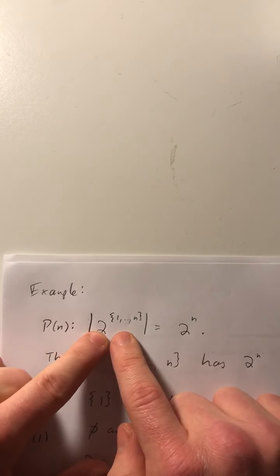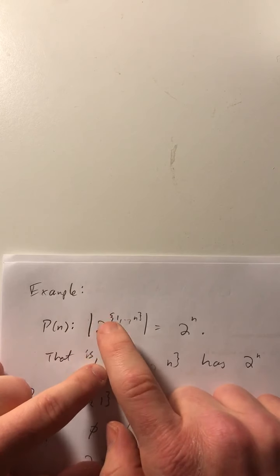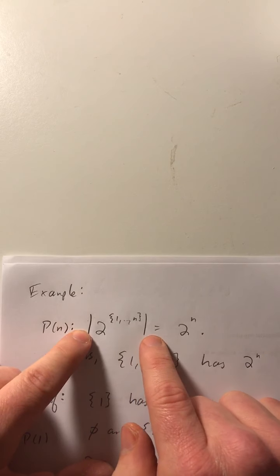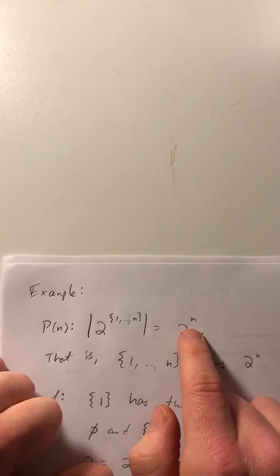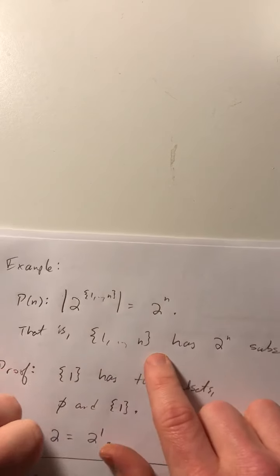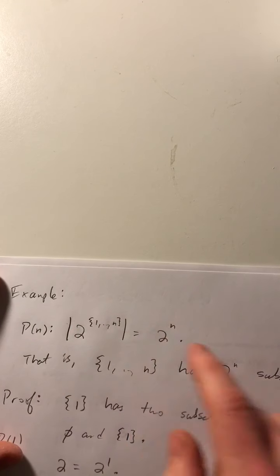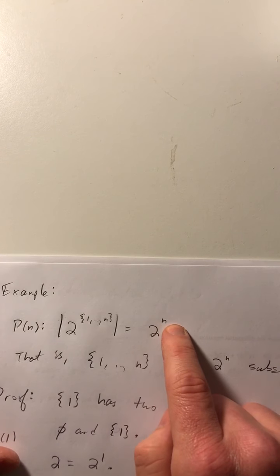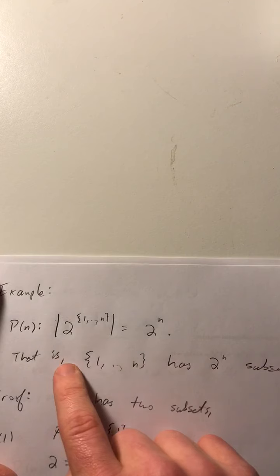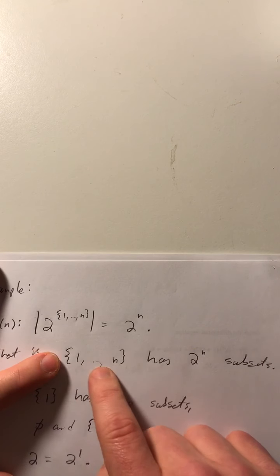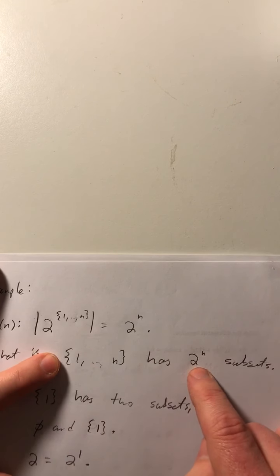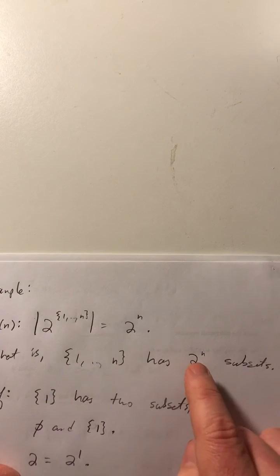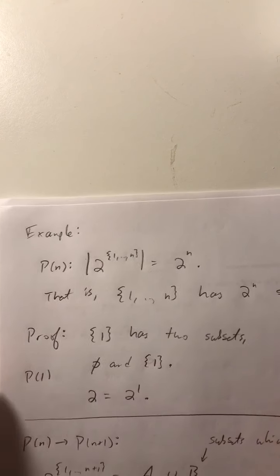My claim is, this thing inside the cardinality is a set. So 2 to the set is a set. I take the cardinality of it and I claim that that is equal to 2 to the n, which is a number. And so this is my p of n. This is my proposition. If I want to write it in words, I can say p of n is this proposition: this set, containing n elements, has this many subsets. So this set, 1 up to n, has this many subsets. And we're going to prove that by induction.